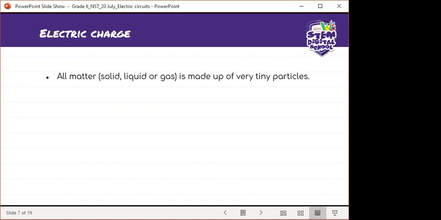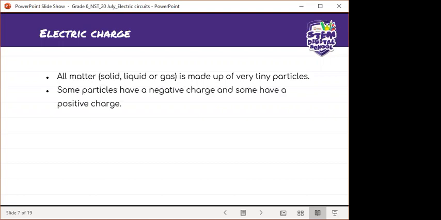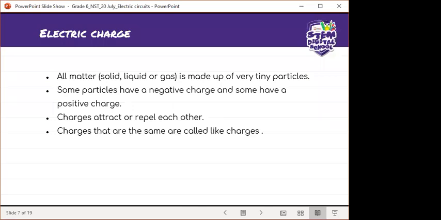Okay, so all matter, remember solids, liquids, and gases that we dealt with when we were doing matter and materials, we said that it is made up of particles. We also looked at how the different particles are situated in the solids, the liquids, as well as the gases. Some particles have a negative charge and others have a positive charge. Very important to note: charges attract or repel each other. Charges that are the same are called like charges, and like charges repel each other.